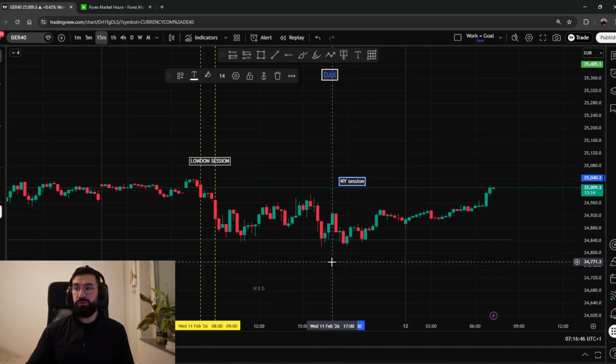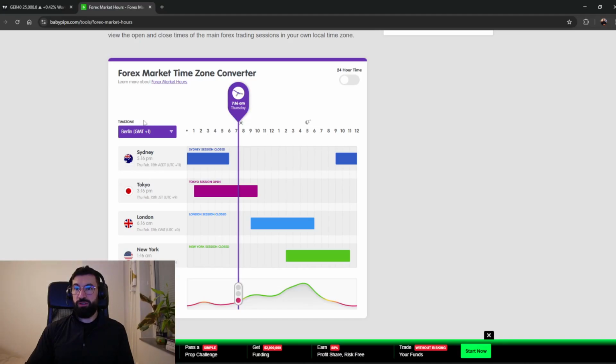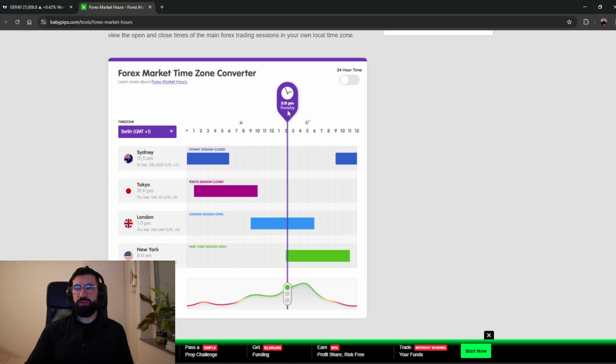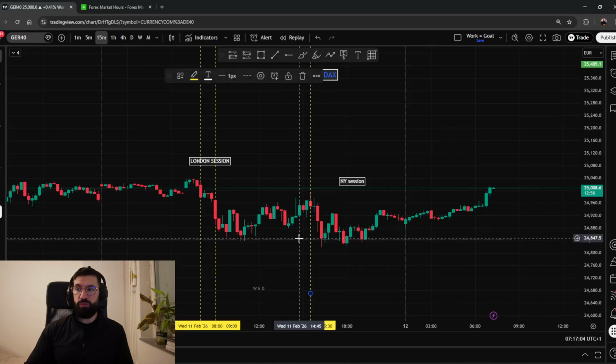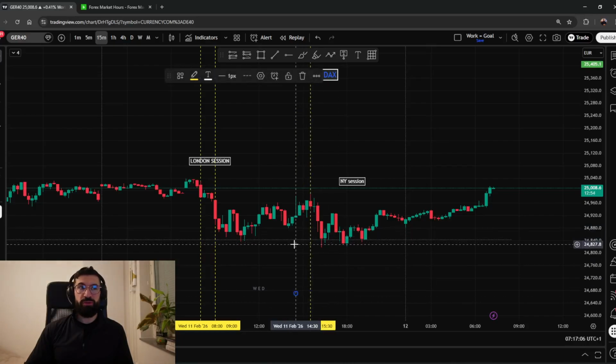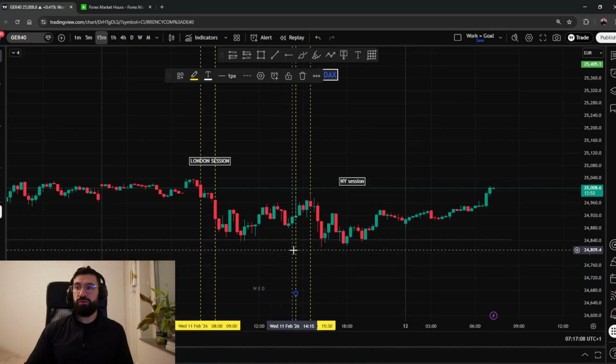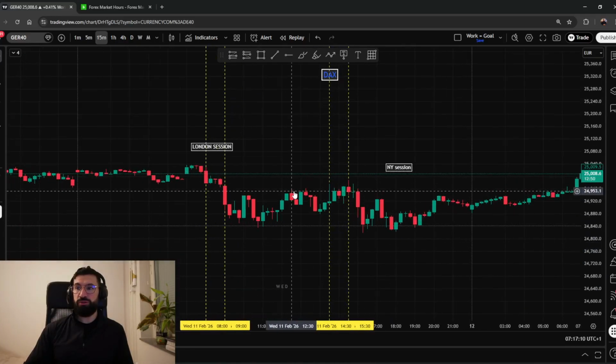When does the New York session open? You jump here, you write your GMT, and you check. This is wrong. It doesn't open at 2 o'clock. The New York session, this is not correct. The New York session opens at 3:30 p.m. and the pre-market of the New York session opens up at 2:30 p.m. This is the New York session.